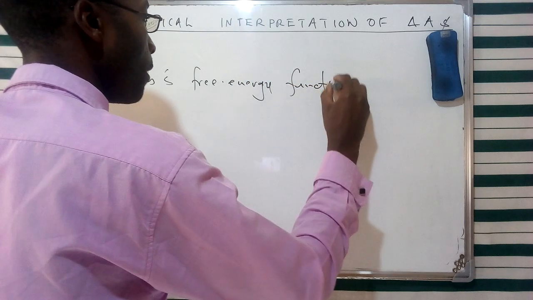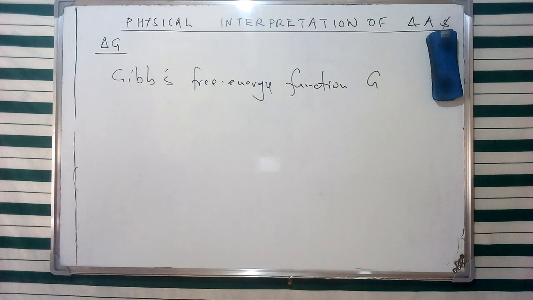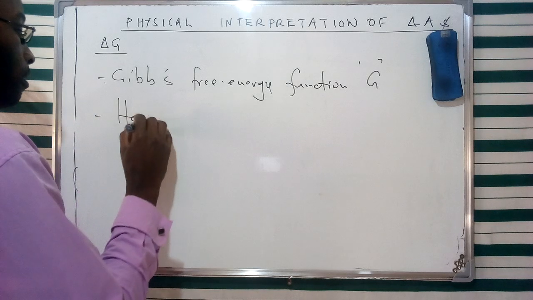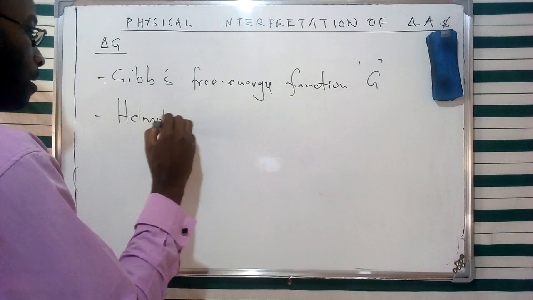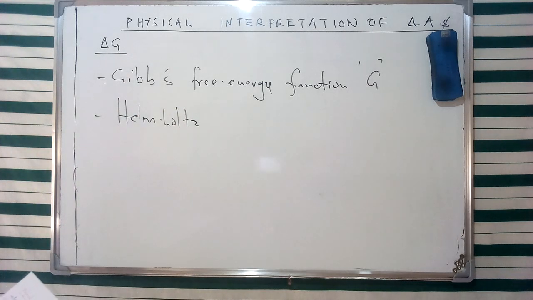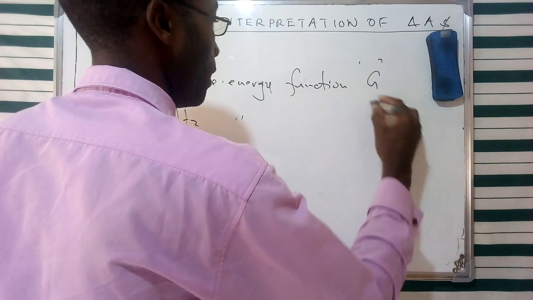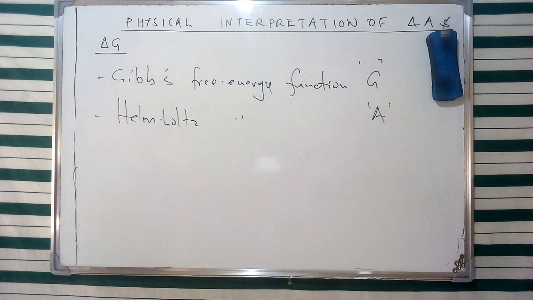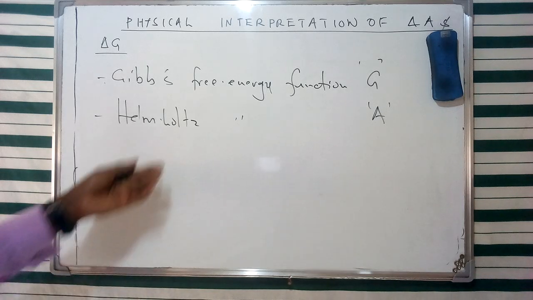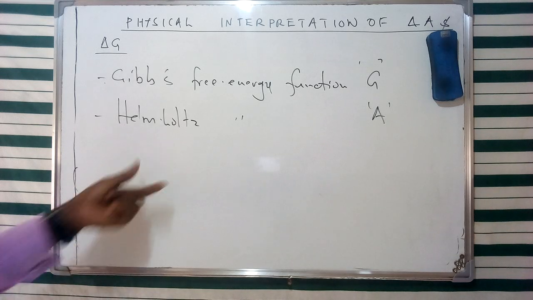function as that specific representation for G, and then we said that we can represent the Helmholtz free energy function as a function given as A. So in this specific case, we had discussed that these two particular functions are going to be employed in determining the spontaneity and the equilibrium of various transformations.